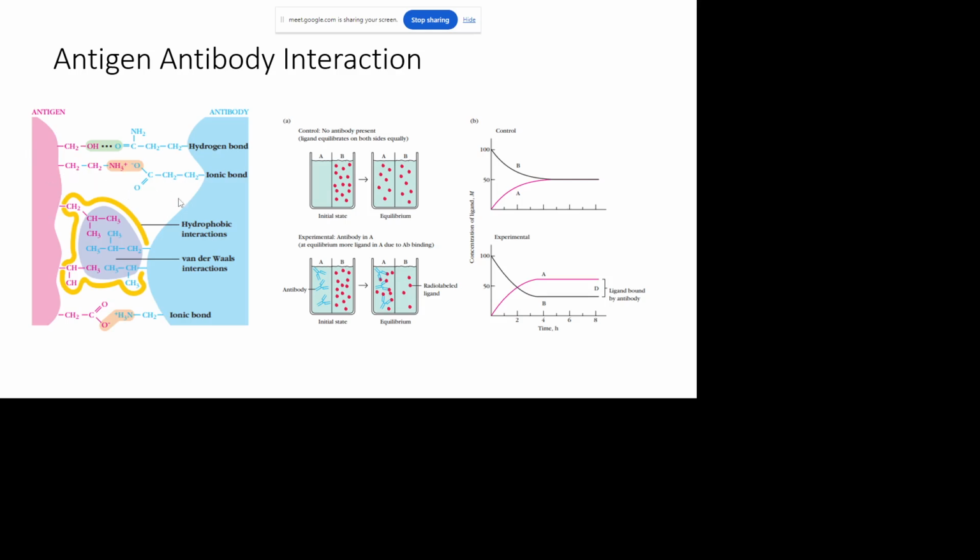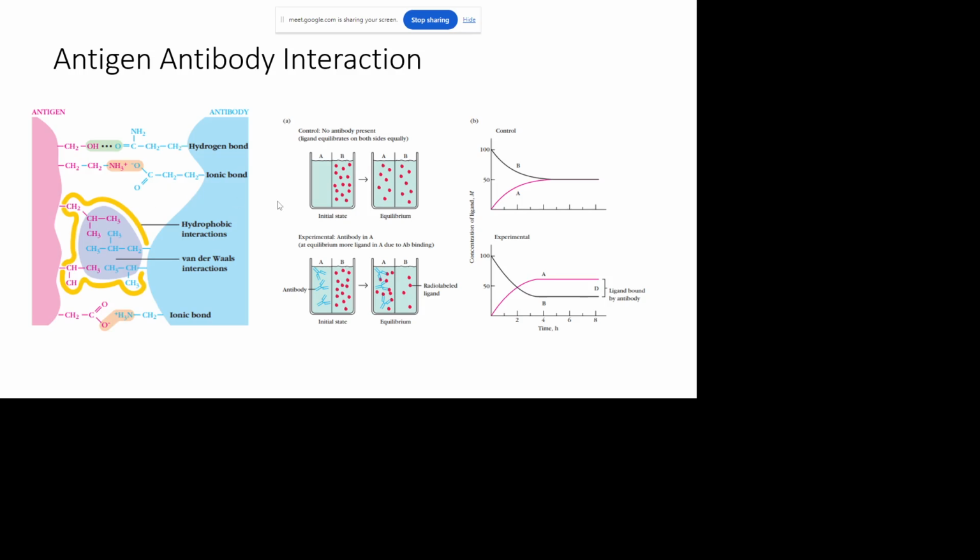So antigen can interact with antibody by some bonds, for example hydrogen bond. Here you can see in this figure, the lysine has made a hydrogen bond with the OH group of serine. The carbonyl oxygen of this lysine amino acid residue has made a hydrogen bond with the hydrogen atom of this OH group of this serine amino acid.